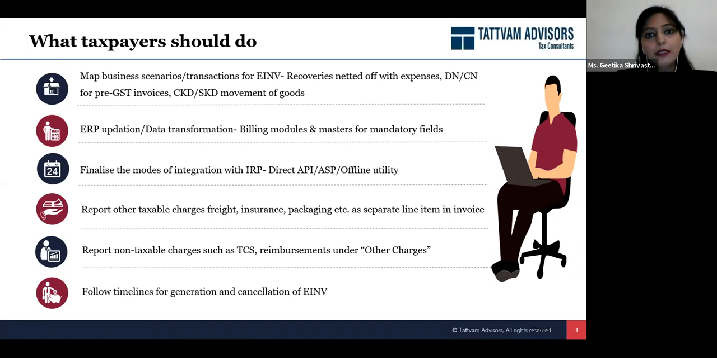After going through the business and the system changes, there are very fine points which we have identified in our experience with our discussions with the clients and also helping them in their implementation of e-invoicing. There are various queries and questions which have come up, which we have tried to capture as much as we could.